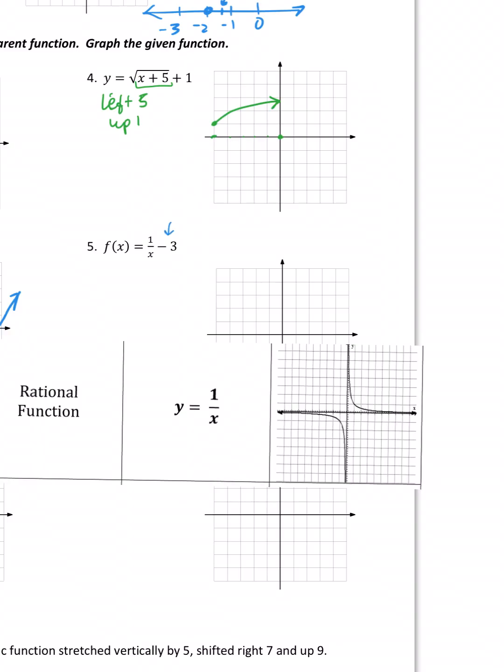What is the minus 3 doing? It's going to move me down 3. Well, what is it moving down 3? It is going to move the horizontal asymptote down 3. So this asymptote right here that is at 0, it's going to shift it down 3. But the curves are going to stay close to the intersection, okay? The vertical staying the same, the horizontal shifting down 3.